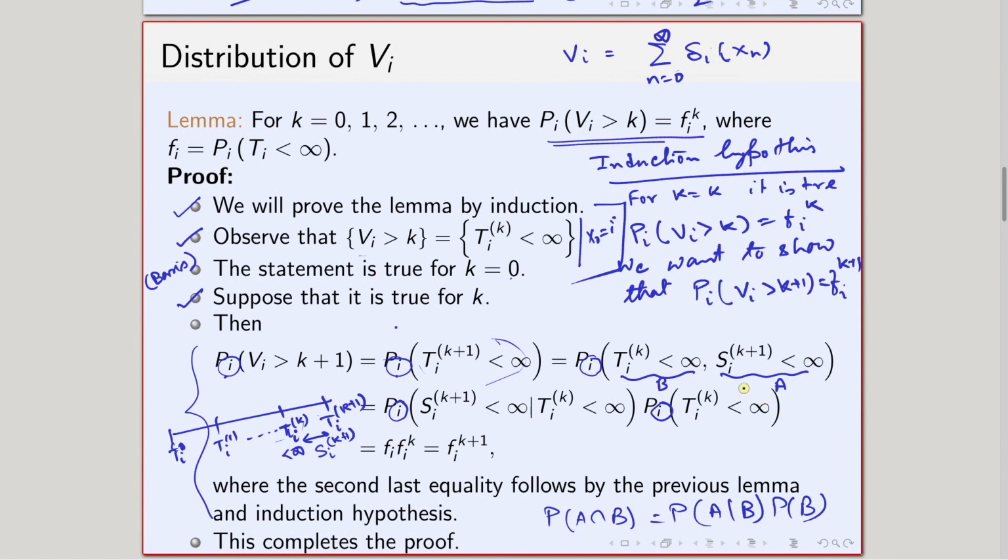Now the second part, because of this assumption, is basically equal to F_i^k, because the second part I can write as P_i(V_i > k). These two events are the same under the condition that X_0 equals i. So this part is basically the same as F_i to the power k. I have written this one here; this probability is the same as F_i to the power k.